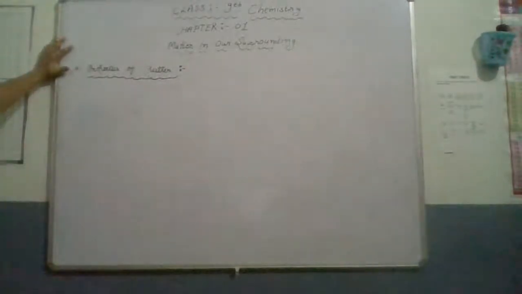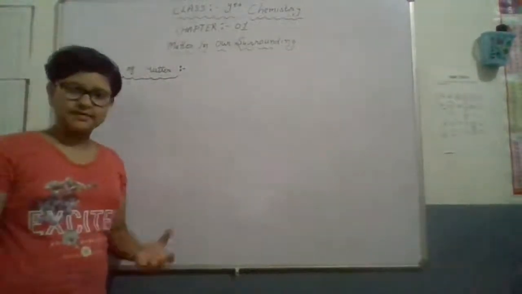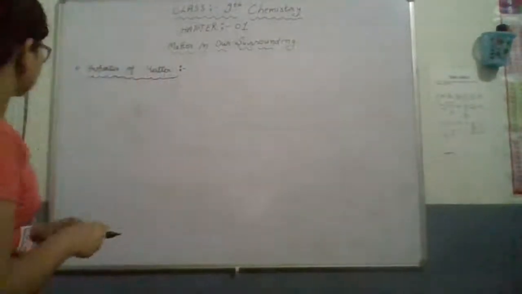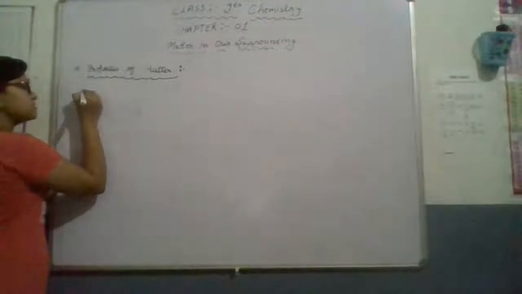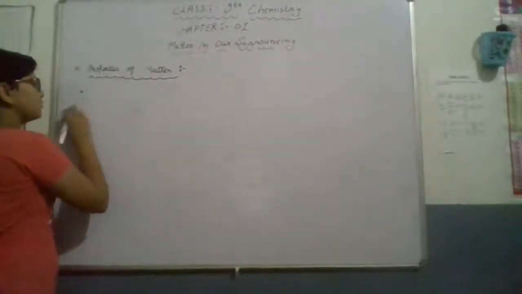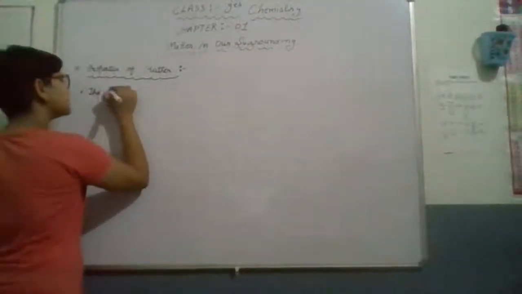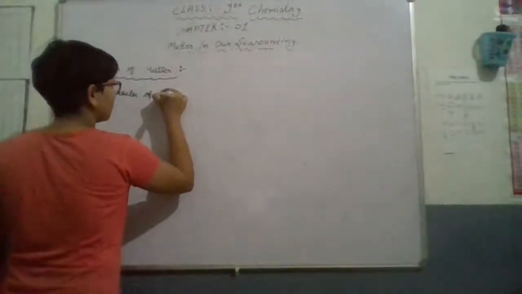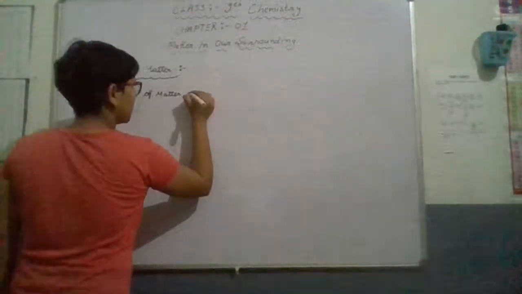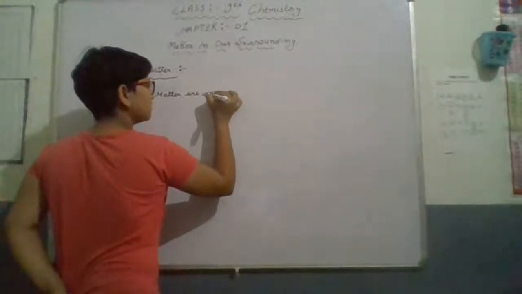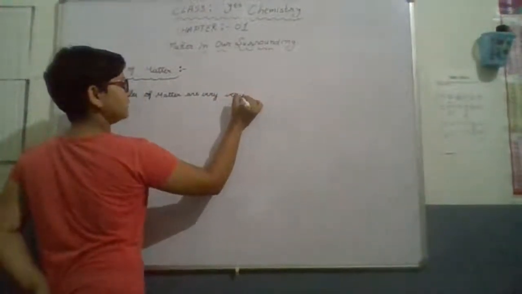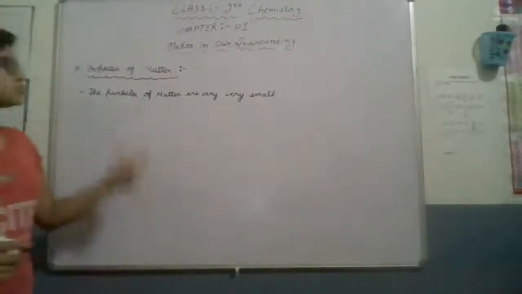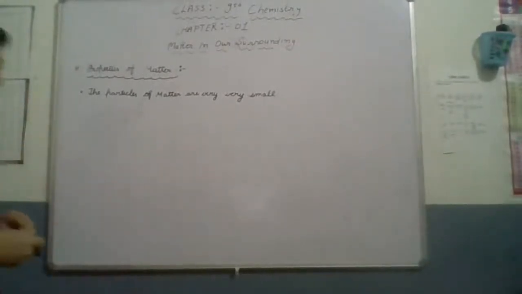Now, the first property is that matter is formed of many molecules and many atoms. Their particles are very small. So we can point out: the particles of matter are very, very small.